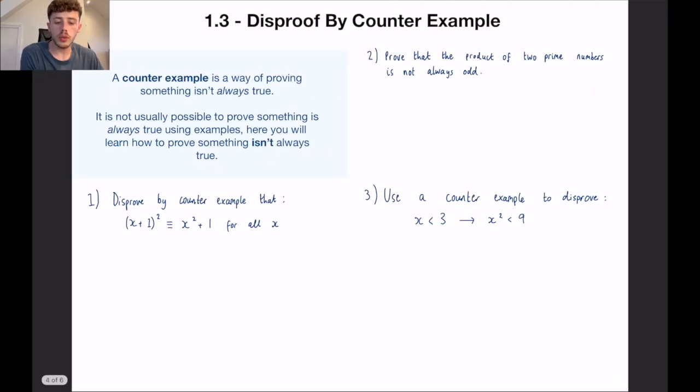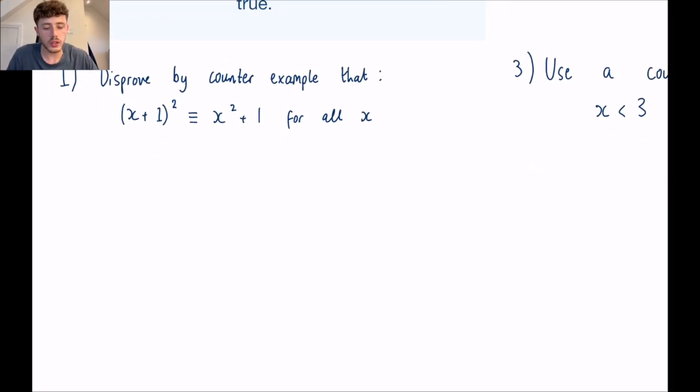Moving on to 1.3, disproving by counterexample. So a counterexample, as you can see in the blue box, is a way of proving something isn't always true. Now, as a side note, it's not usually possible to prove something is always true just using examples, but here you will learn how to prove something isn't always true using a counterexample.